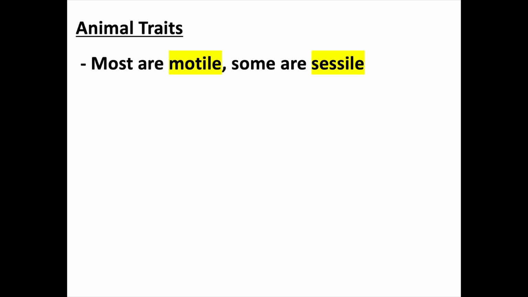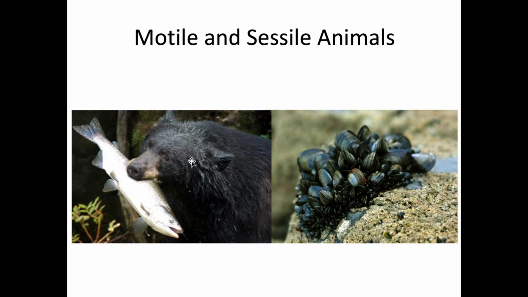Most animals, compared to fungi and plants, are motile, which, reading from the key terms, is an organism capable of self-locomotion. However, some animals are sessile, an organism that is attached to a surface and is not capable of self-locomotion. Bears run around, fish are swimming around, barnacles and stuff, that's not a barnacle, but mussels and barnacles and plenty of other animals are sessile.